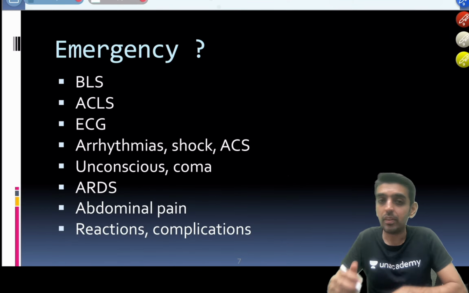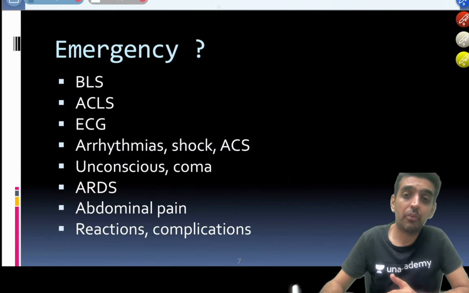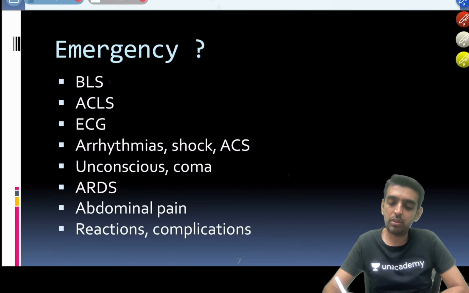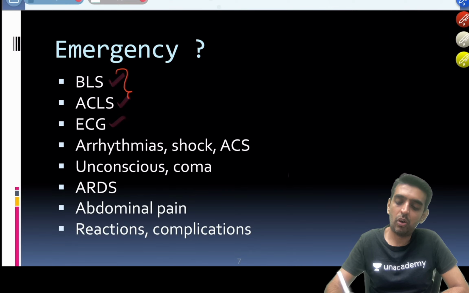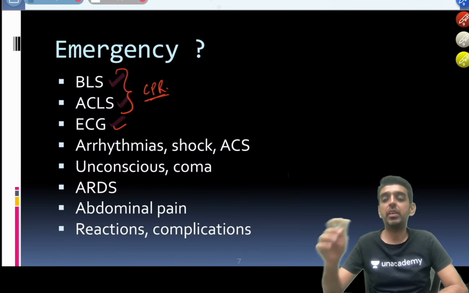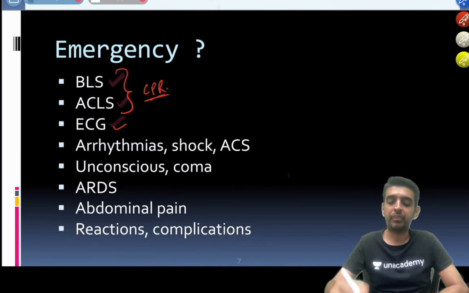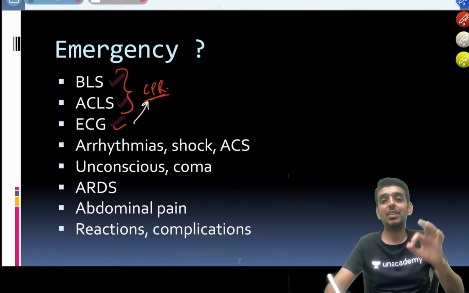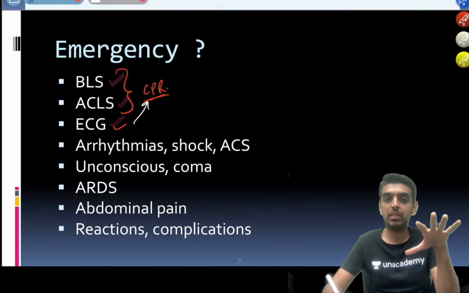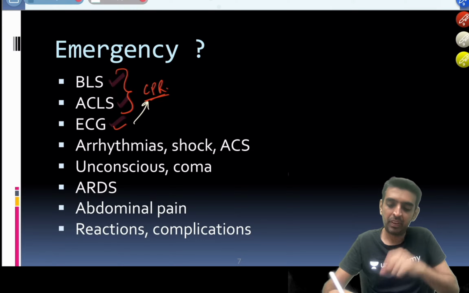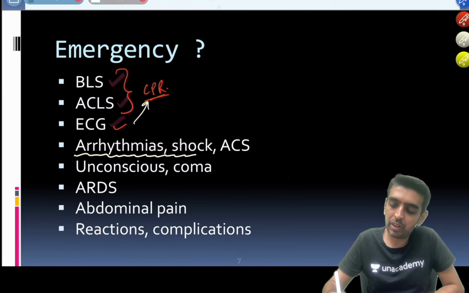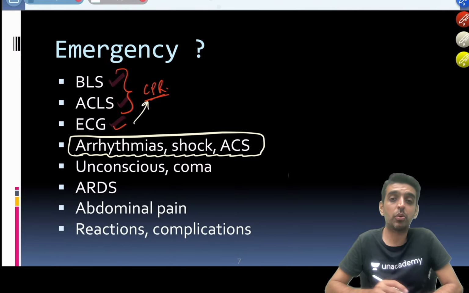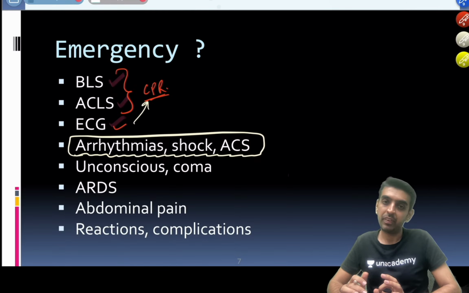All right. So what are the things that we'll be covering under emergency case-based scenarios? BLS, ACLS, and ECG. All these would be covered under your CPR. ECG has already been covered in your medicine, but when it comes to emergency in CPR, what are the kinds of ECG that you will be seeing? We'll be covering that. Also, with regards to ECG, we will have arrhythmias and acute coronary syndrome that we need to know of.